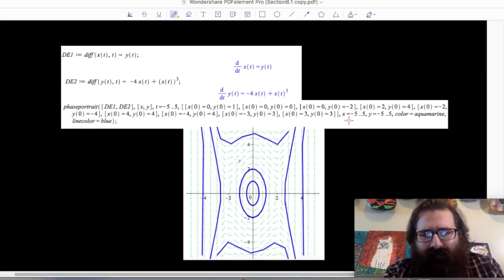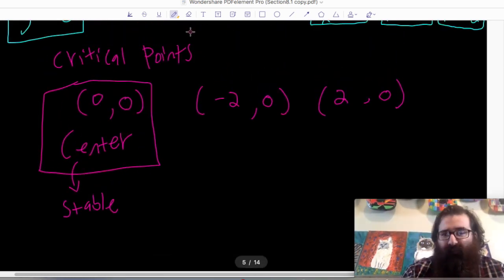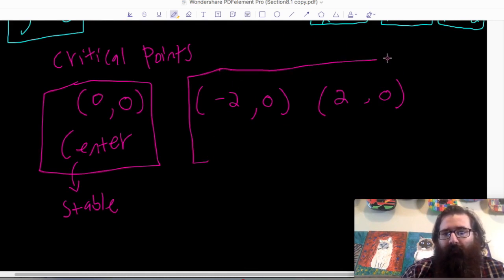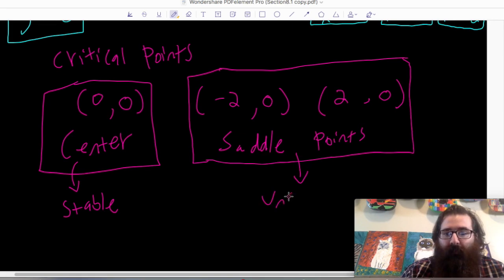If you said saddle point, I would agree with you. So I will admit, I think it's a little bit tricky to see from the picture. So we are going to talk about how we can determine this without sort of looking at it and trying to guess more or less. But these look to me to both be saddle points. And saddle points are unstable.